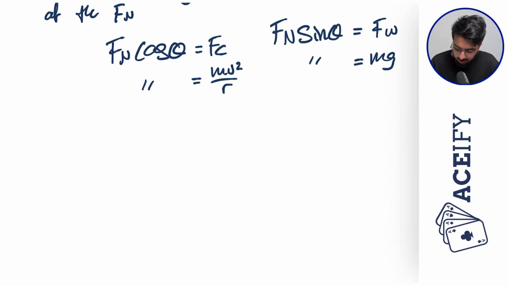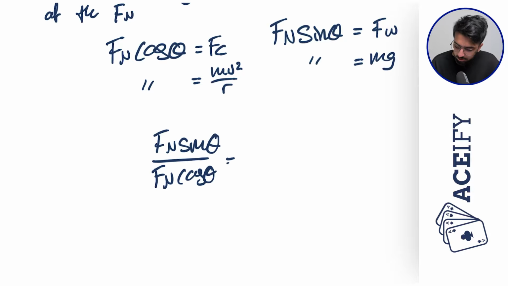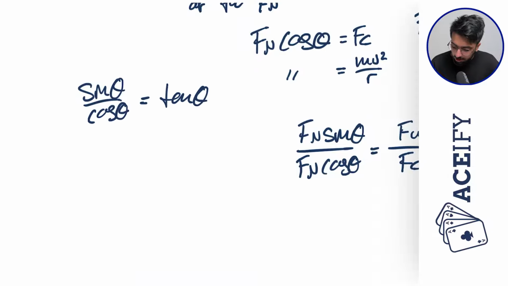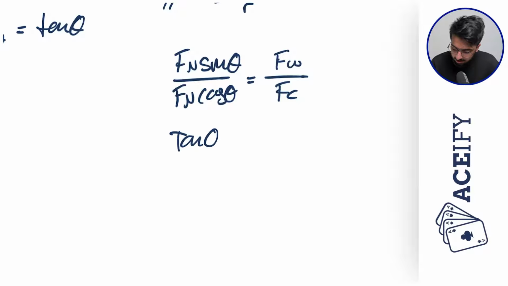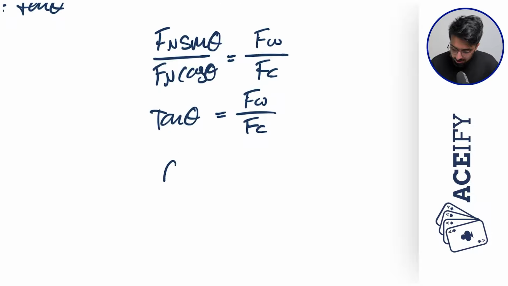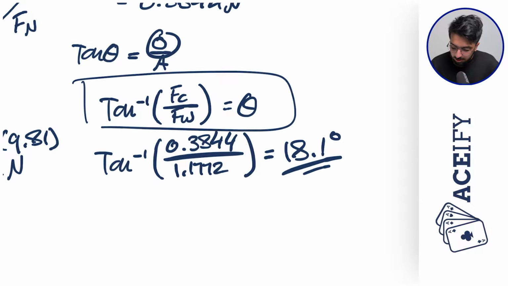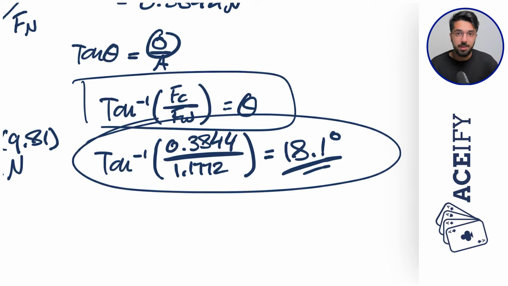And so therefore, we can say that Fn sine theta all over Fn cos theta is equal to our weight force all over our centripetal force. Now we should know from our math courses that sine theta all over cos theta is equal to tan theta, okay? And so therefore we can say that tan theta is equal to our weight force all over our centripetal force, okay? And therefore theta is equal to the inverse tan of our weight force all over our centripetal force. And as you can see, this is essentially what we had up here. And obviously plugging in our numbers, we get the exact same theta value.